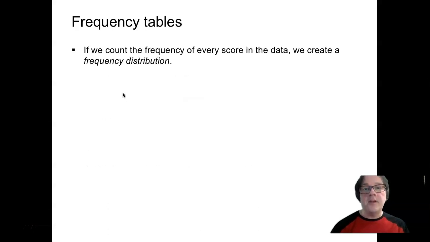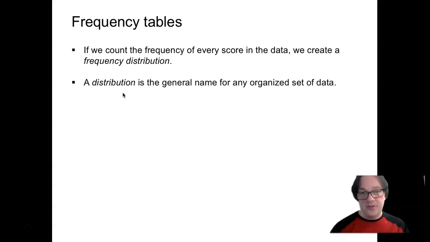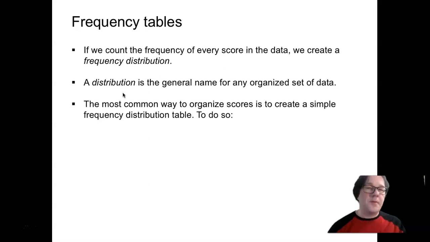So if we count the frequency of each score in the data, we can create what's known as a frequency distribution. And a distribution is the general name that we give for any organized set of data. So if I say the distribution of scores, just know we're talking about an organized set of data that includes a number of raw scores. The most common way to organize scores is to create a simple frequency distribution table.